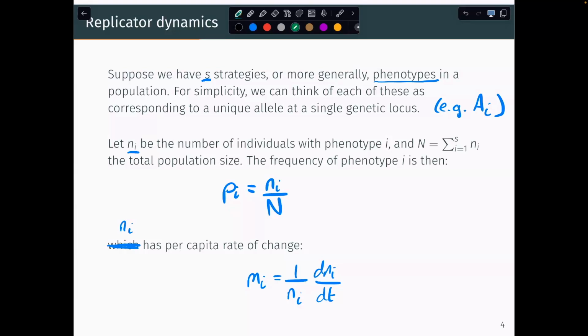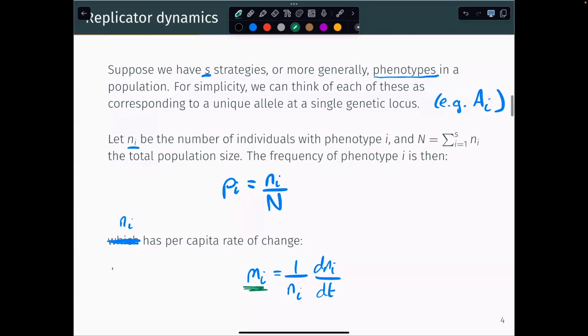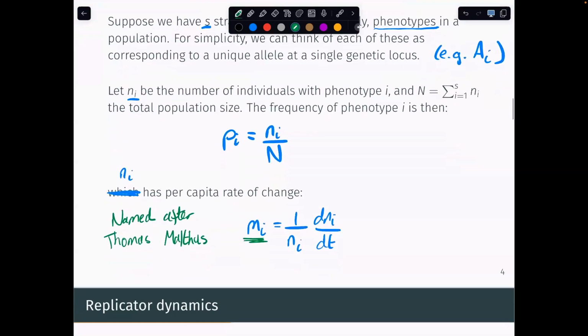This M, by the way, is very closely related to our W for fitness. M is named after Thomas Malthus, who did a lot about population growth. You might hear sometimes about Malthusian dynamics, named after Malthus. Okay, so this is all pretty straightforward, I think.